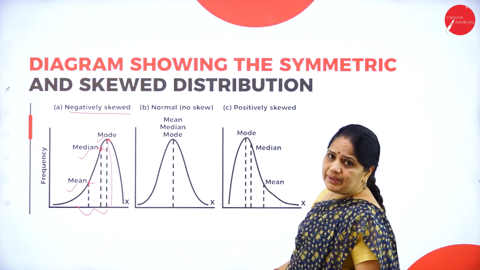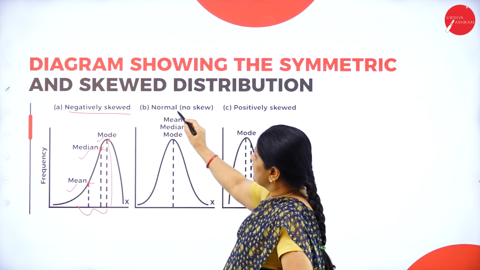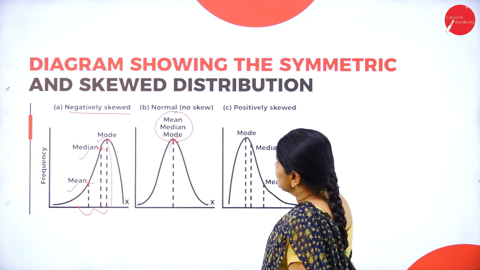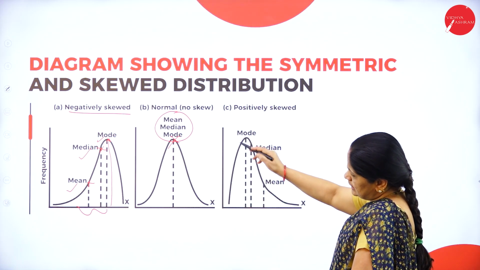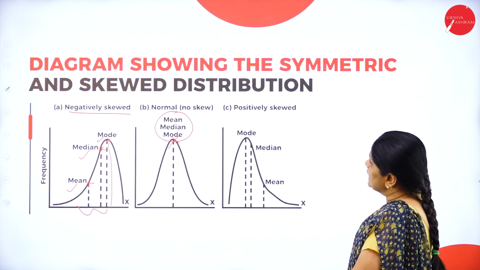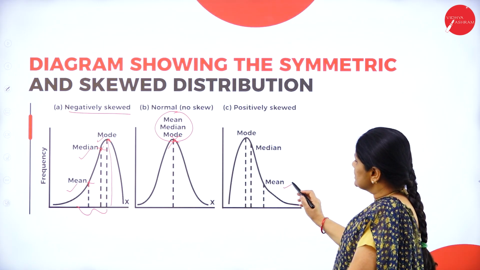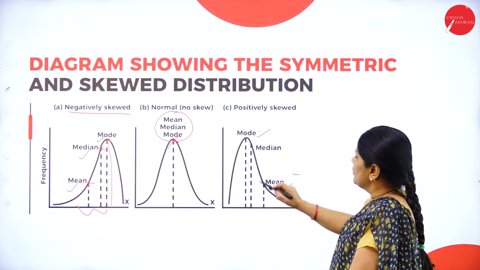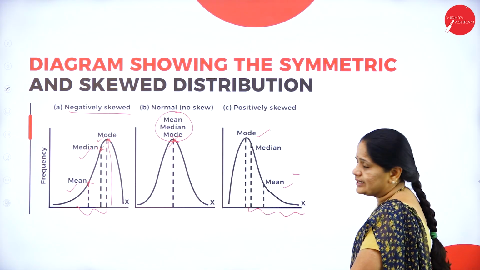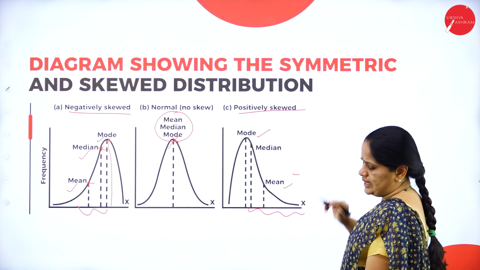Now, if there is a normal distribution of data, then the mean, median and mode will all be at one single point. So there is no skewness in this data. And you can see the diagram is a perfect bell shape. In this case, here we have positively skewed data. The mean is here, the median is here and the mode is here, and almost all the values are falling to the right side of the data. This kind of data we call positively skewed data.